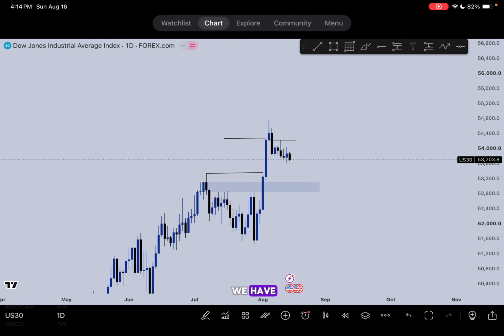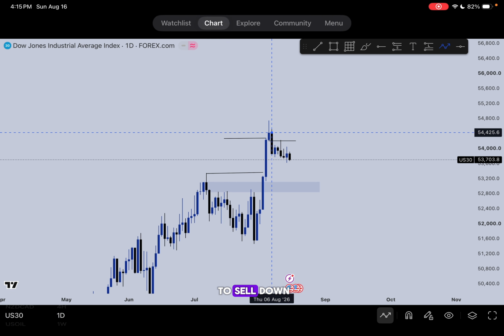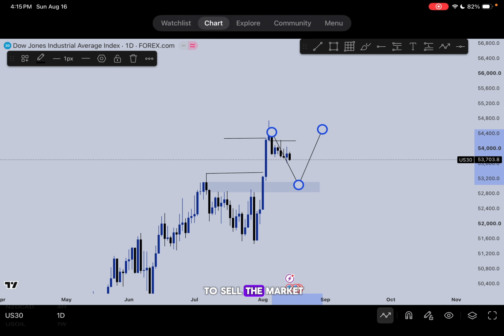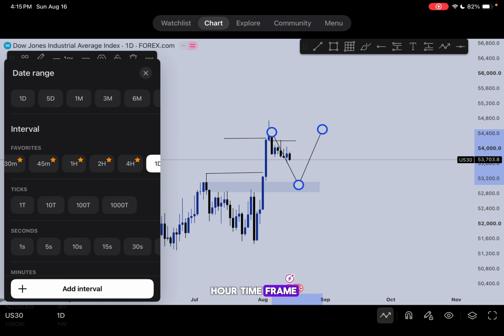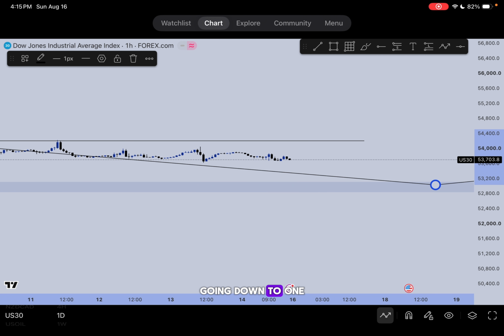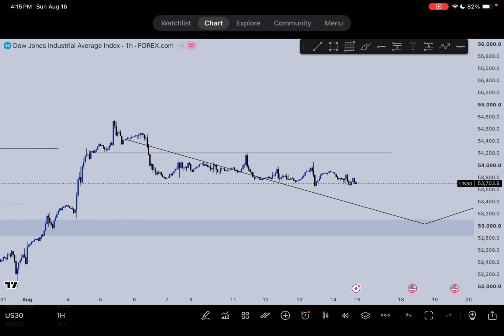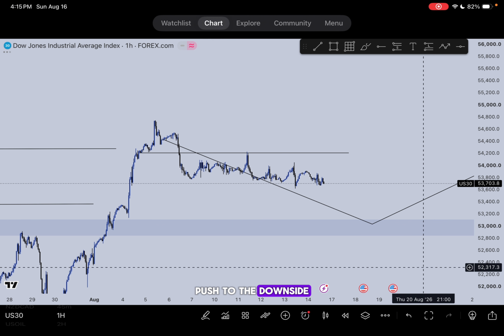After that, what do we have? We can clearly see that we expect the market to sell down. So what we'll be doing now is to sell the market. Going down to the 1 hour time frame, we can clearly see that the market has been giving us push to the downside.